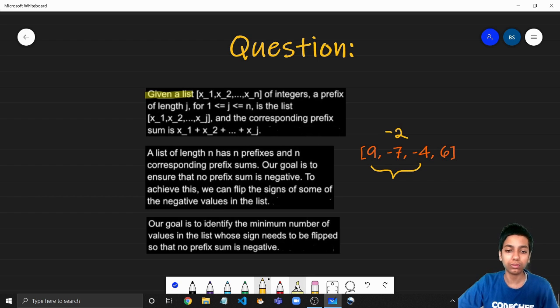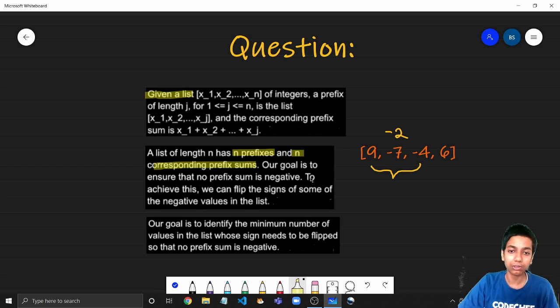Now these are the two definitions, and a list of length n has n possible prefixes. Yeah, till the first, till the second, till the third, till the fourth. So if n is 4, there are 4 possible prefixes, and there are n corresponding prefix sums as well. So n prefixes and n corresponding prefix sums. Fine. Now our goal is to ensure that no prefix sum is negative. So for every possible prefix, the prefix sum should be greater than or equal to 0. Fine. Like in this case, negative 2, so it is not desired.